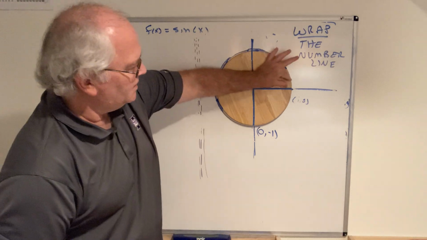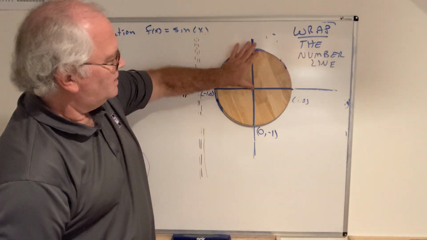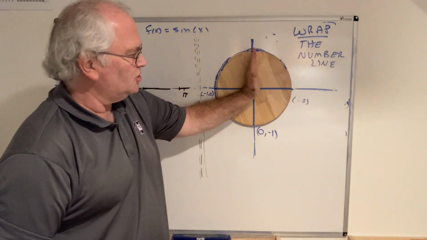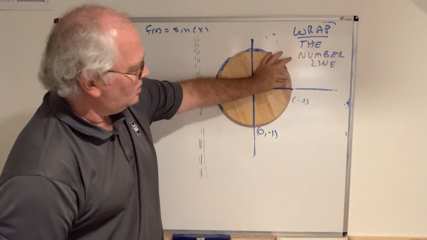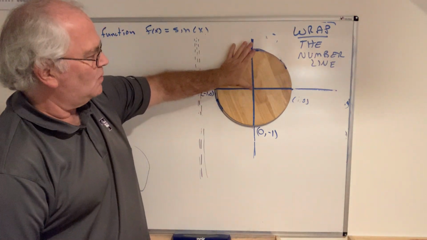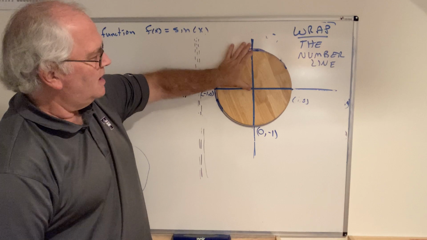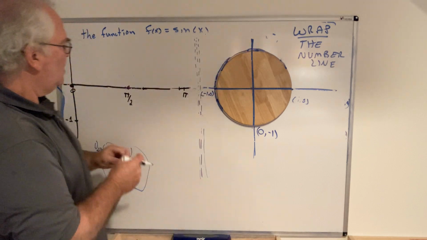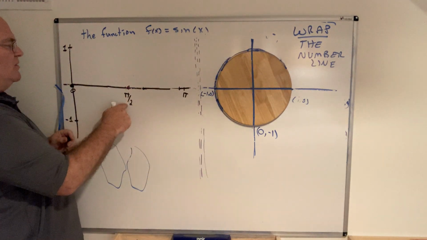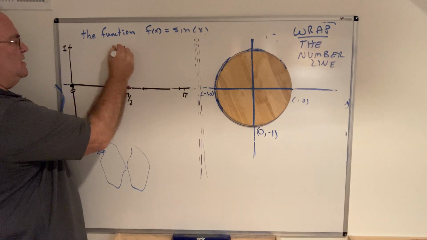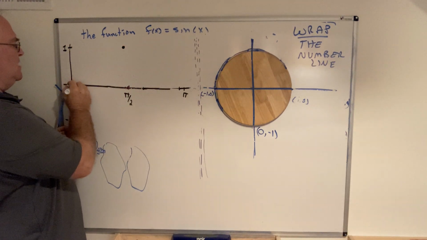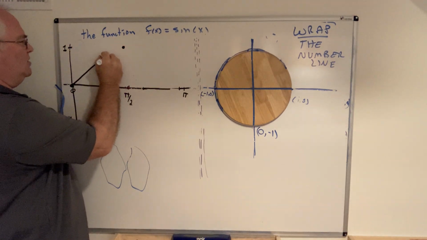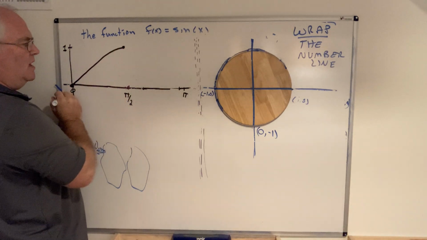As we sweep through this first quadrant, this angle gets larger and larger, and so this y-coordinate gets larger and larger, maxing out at 1. At pi over 2, the y-coordinate is 1. So what happens is it increases, it gets larger and larger and larger, and maxes out at 1.